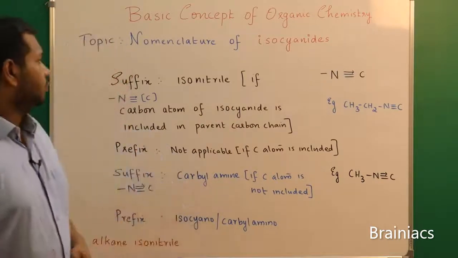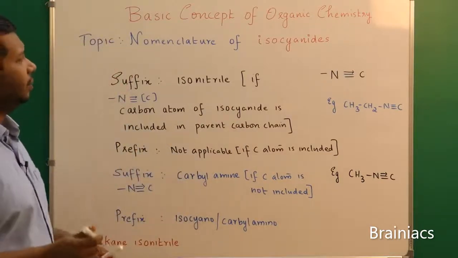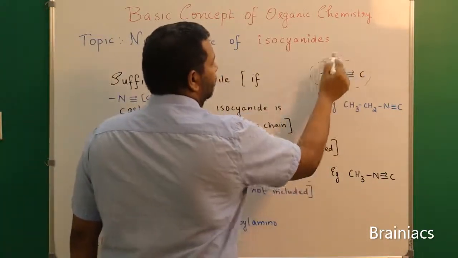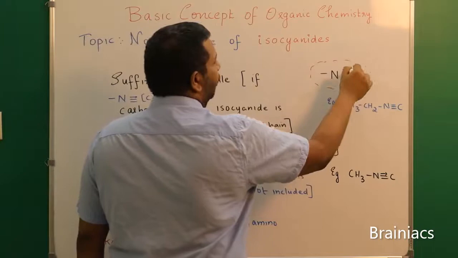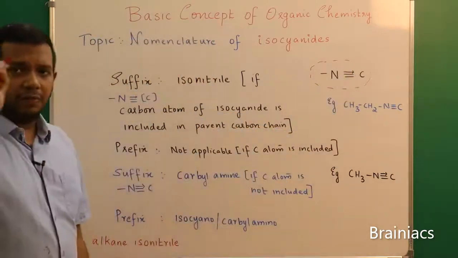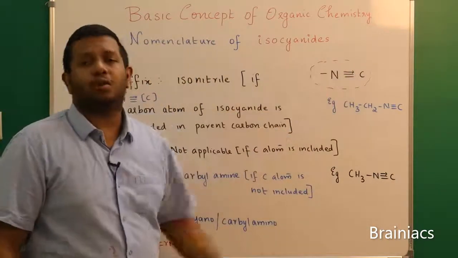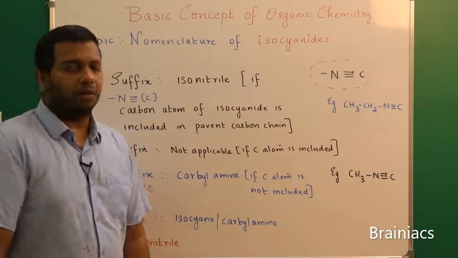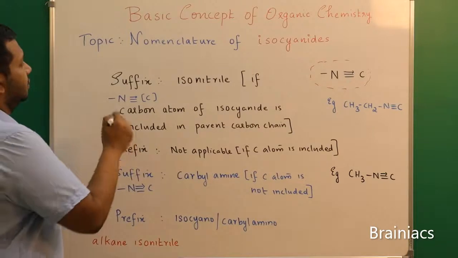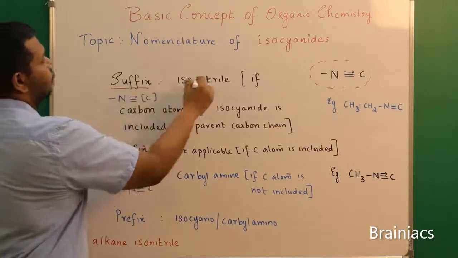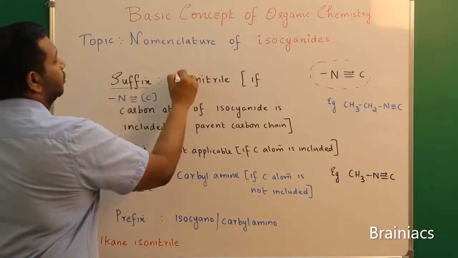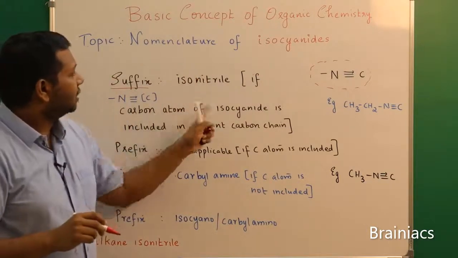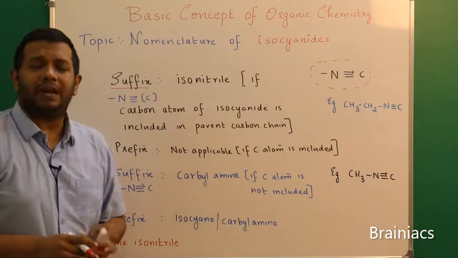Okay. So the isocyanide representation you could see here is NC. You could see between N and C there is a double bond and one coordinate bond. If it is represented by an arrow, it indicates a coordinate bond. I will explain all these bonds in chemical bonding. Now the suffix used here is isonitrile. What is the suffix used? Isonitrile. We use this if the carbon atom of the isocyanide is included in the parent carbon chain.